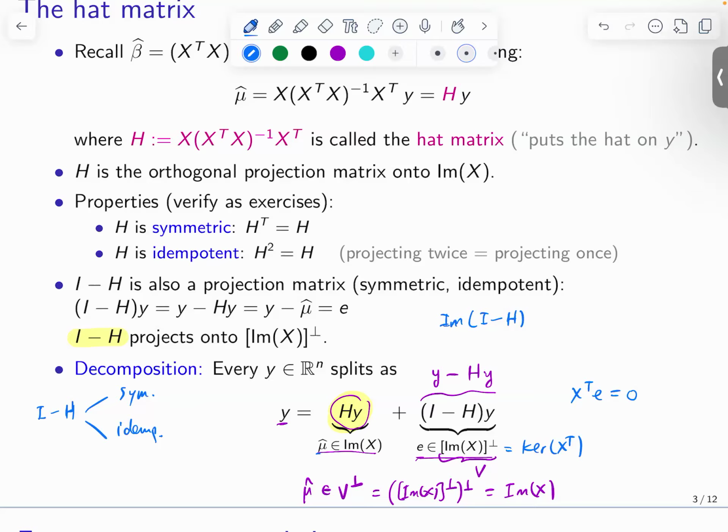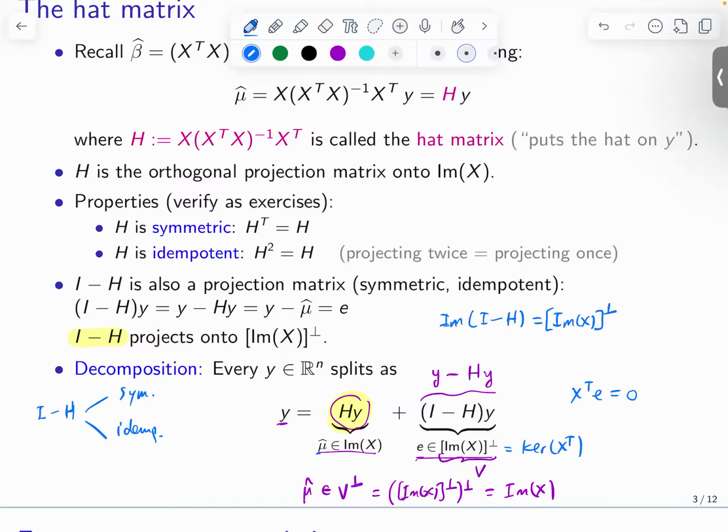So what is the image of I minus H? Let me ask this question. What is the image of I minus H? It's a matrix, it has an image. Probably due to the property of how it could be split up, I assume it's the image of I. It's going to be the image of X perp. Okay, it's projecting onto that subspace. The image is going to be whatever it's projecting onto.